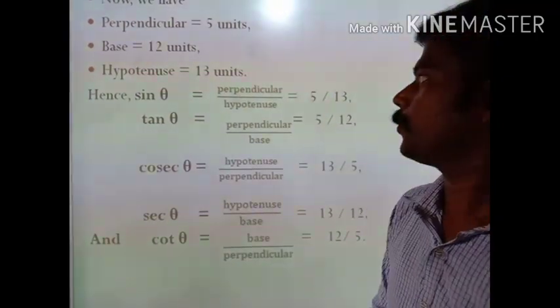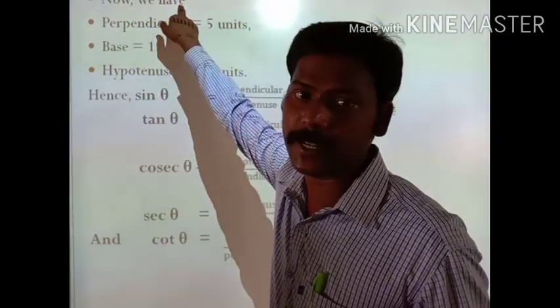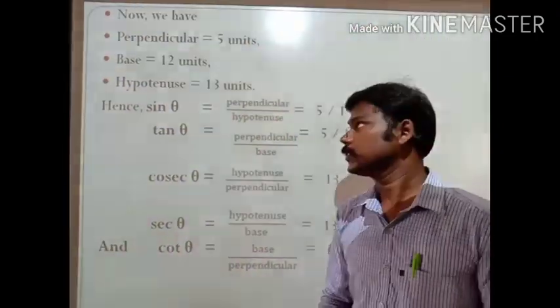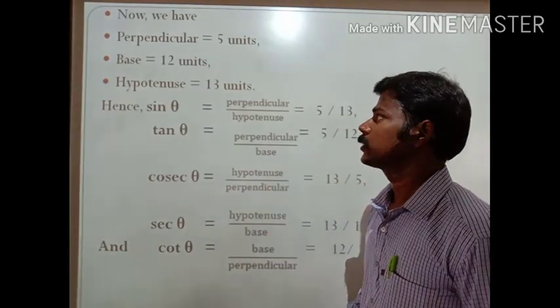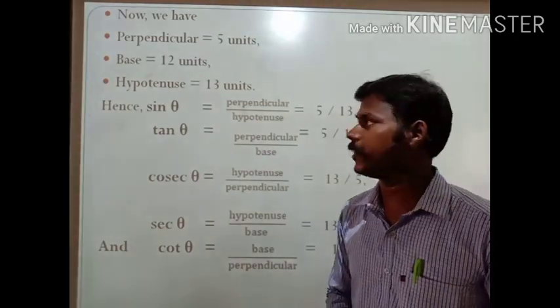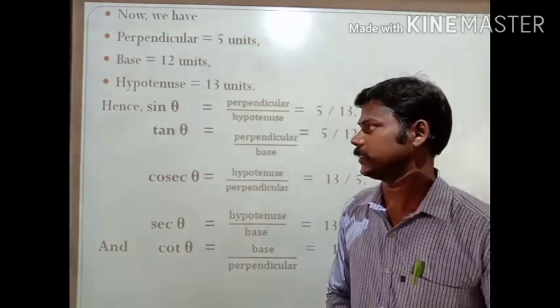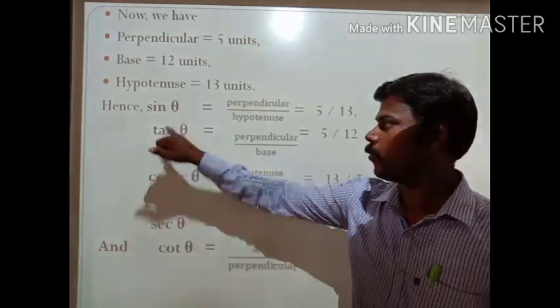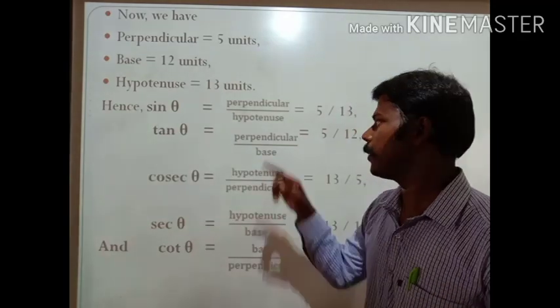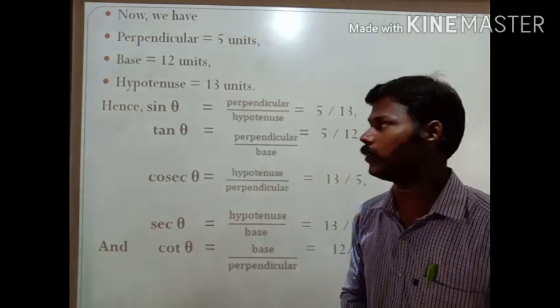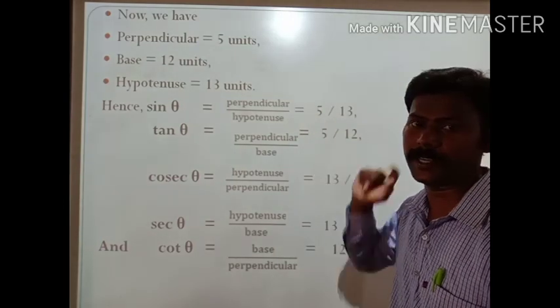Now come to the points. Now we have three values. Now substitute the given values. So what do we have? Perpendicular equals 5 units, base equals 12 units, hypotenuse equals 13 units. Now substitute the values. What is sin theta, children? Perpendicular by hypotenuse is equal to 5 by 13.